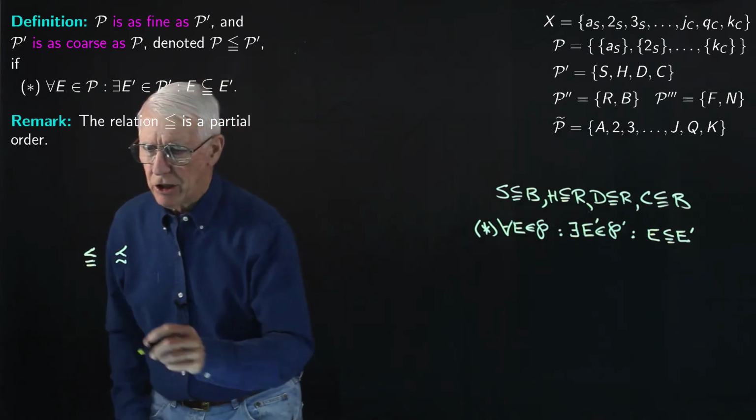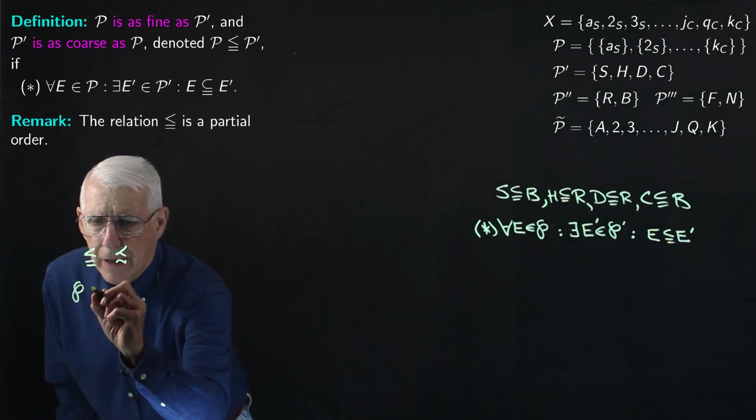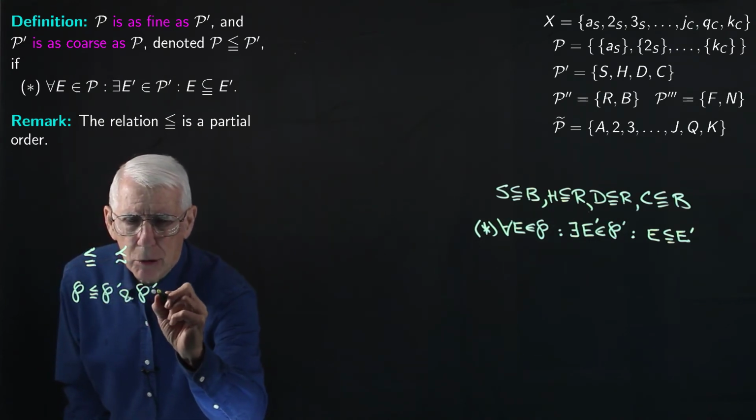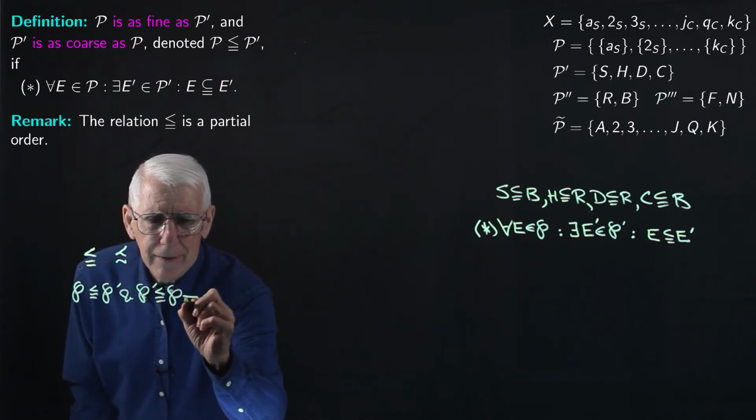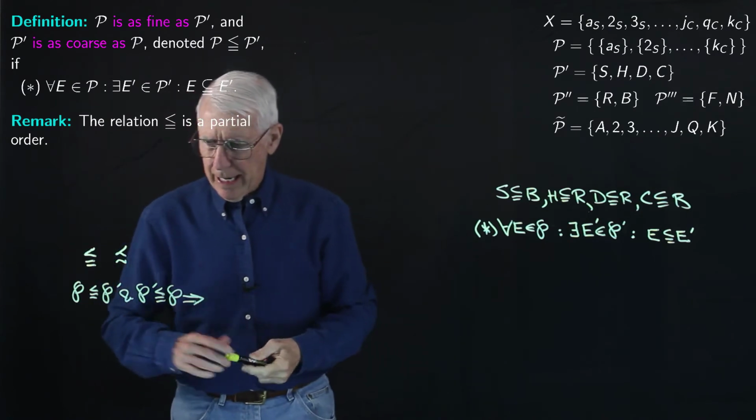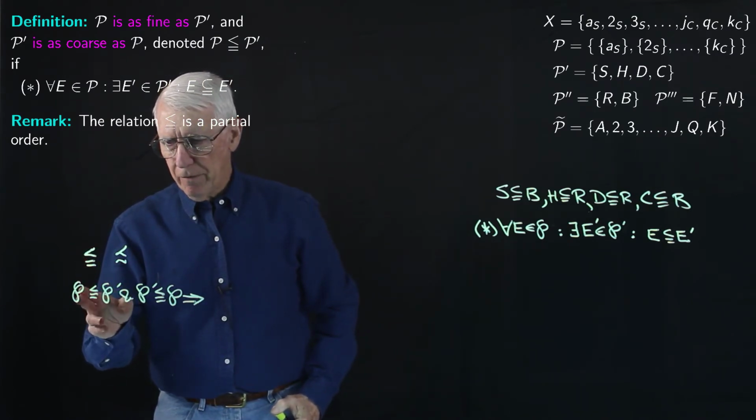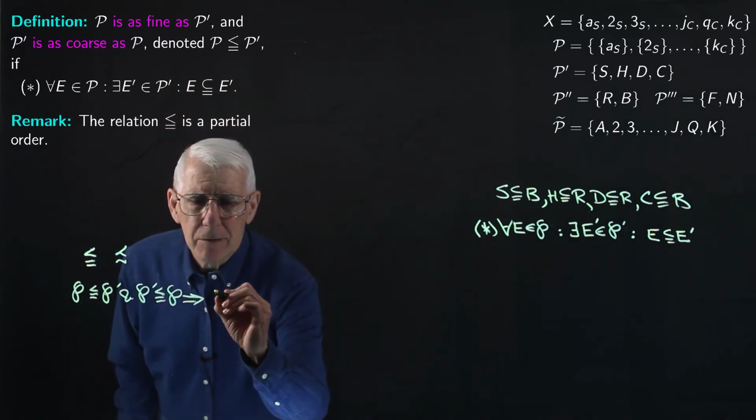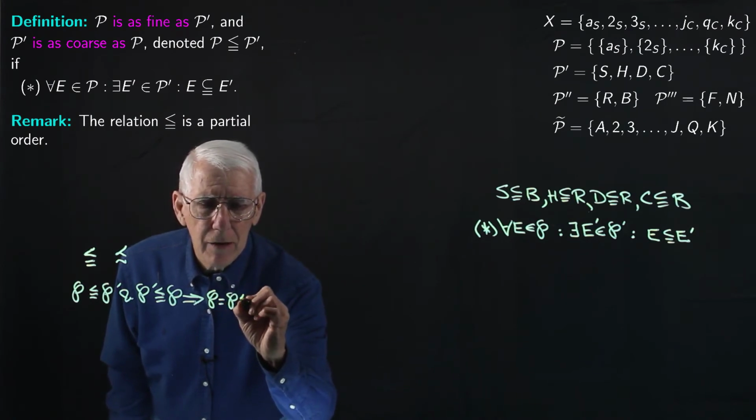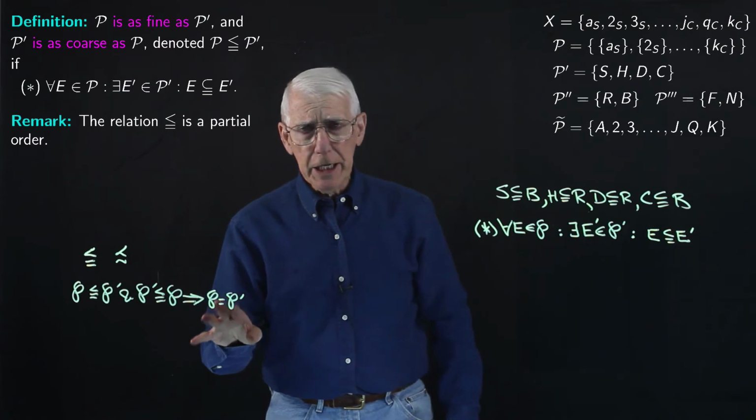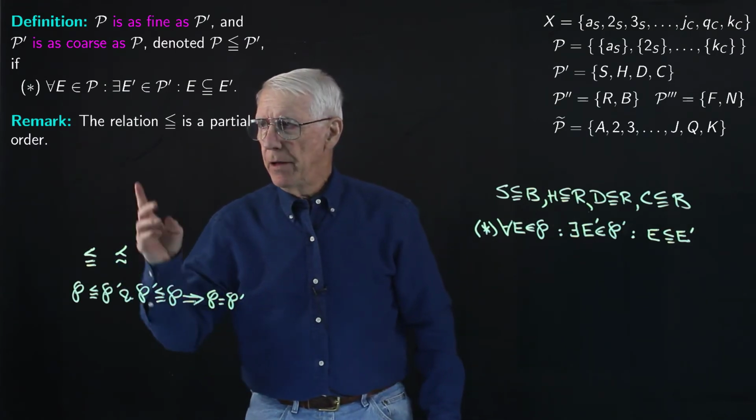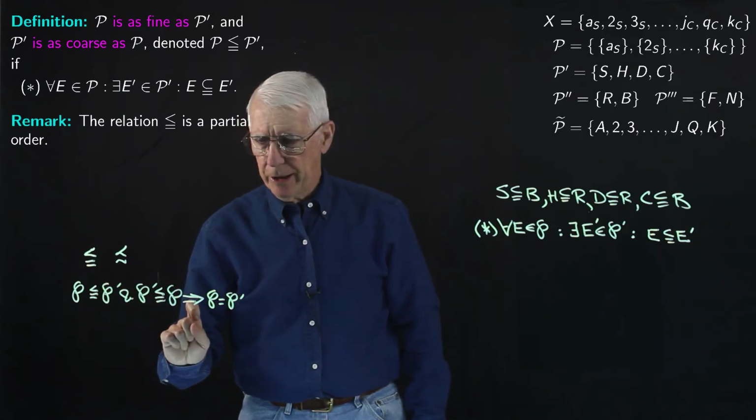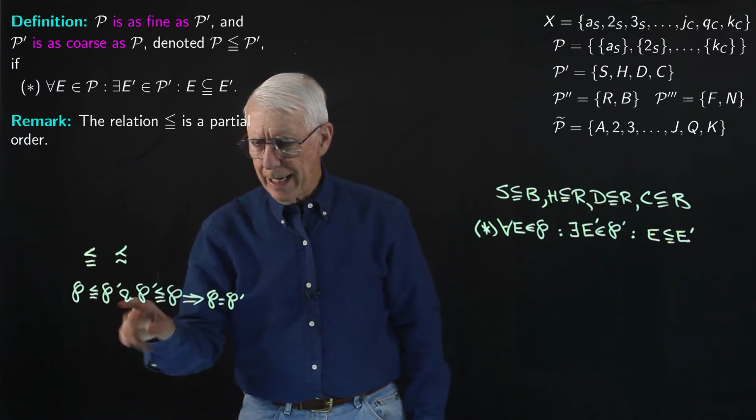And you'll recall that antisymmetric, at least in this context, means that if P is less than or equal to P prime and P prime is less than or equal to P, and in this context, less than or equal means a refinement of. So if P is a refinement of P prime and P prime is a refinement of P, then antisymmetry says they have to be the same partition. And indeed, that's the case. This remark says that this relation is antisymmetric, and so it makes sense to use this less than or equal symbol here, because if we have less than or equal going both ways, we get equal.